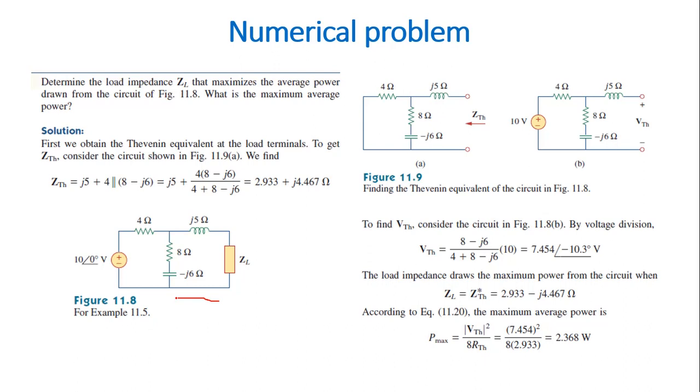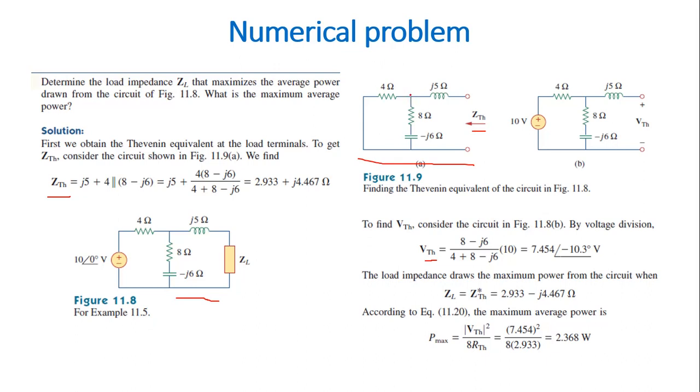So the first step is to find the Thevenin's equivalent circuit. First we have to find Z Thevenin and V Thevenin. To find Z Thevenin, let us redraw the circuit. The load impedance should be taken out, that is open circuited, and the voltage source present here will be short circuited. This is the equivalent circuit to determine Thevenin's impedance. From here we have to determine Z Thevenin.